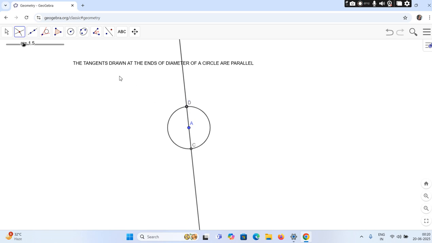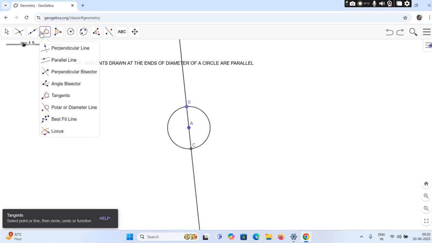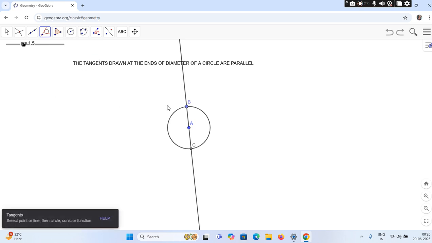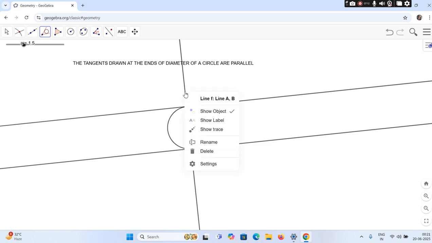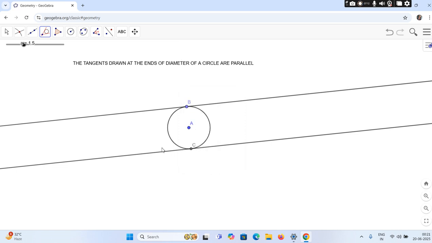Now what we need to do in the next step, we are to draw the tangents. But the question is the tangents drawn at the ends of the diameter of a circle. The ends of the diameter are point B and C. So let's draw the tangent at point B. In the same way, let's draw the tangent at point C. Now we are to prove what we need to prove.